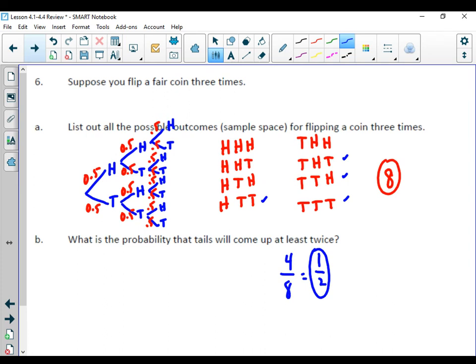So hopefully that helps out a little bit with that worksheet. We'll keep practicing things as we go through some more things with probability.